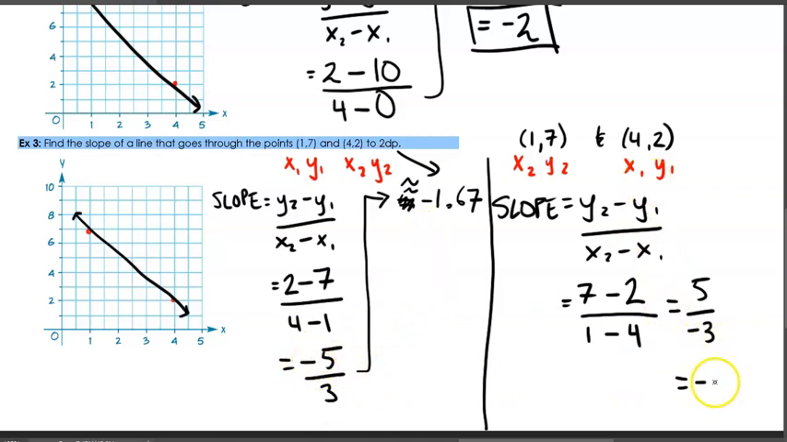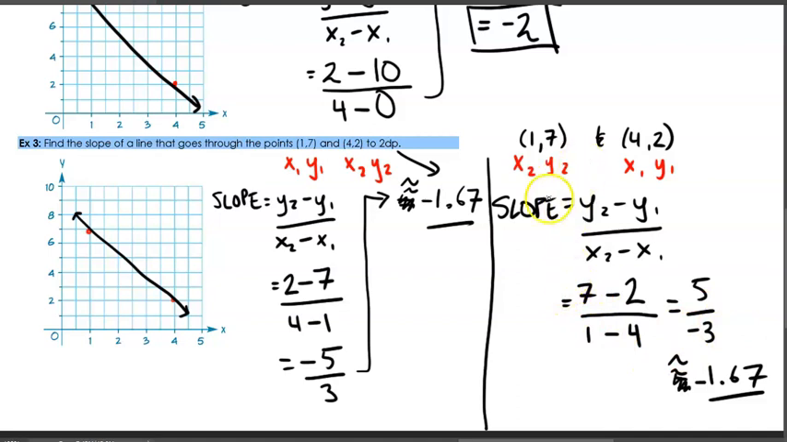So regardless, our answer is going to be approximately, and it's still going to be negative 1.67, which is the same answer that we got here. So if you flip these numbers around, regardless of what type of question you get, if it's a negative slope or a positive slope, you will still, assuming you get the arithmetic correct, get the same slope.